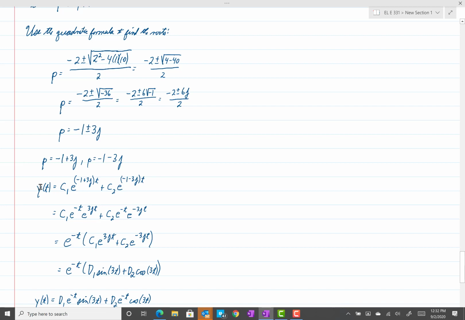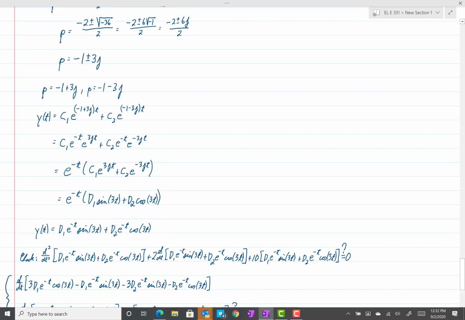And so let's go ahead and write this down just as you would expect. You have C1 times e to the minus 1 plus 3jt plus C2 times e to the minus 1 minus 3jt. And that could be written as C1 e to the minus t e to the 3jt plus C2 e to the minus t e to the minus 3jt. And then we could factor out an e to the minus t since it's in common to both of them, and we'd be left with C1 e to the 3jt plus C2 e to the minus 3jt.